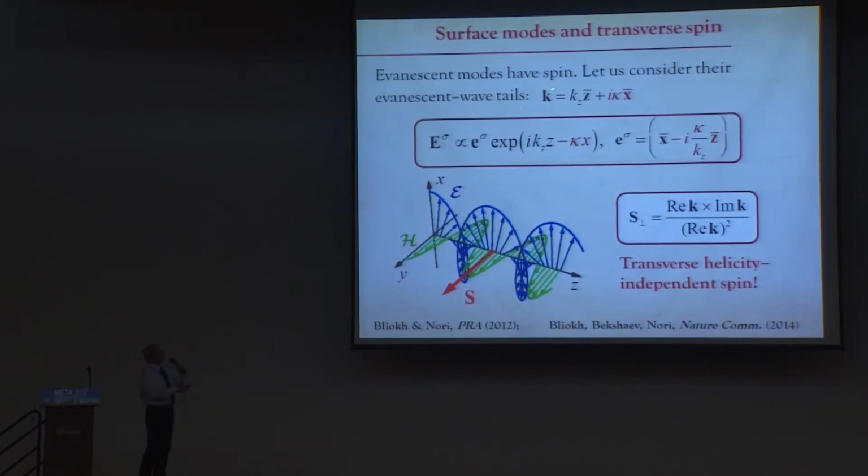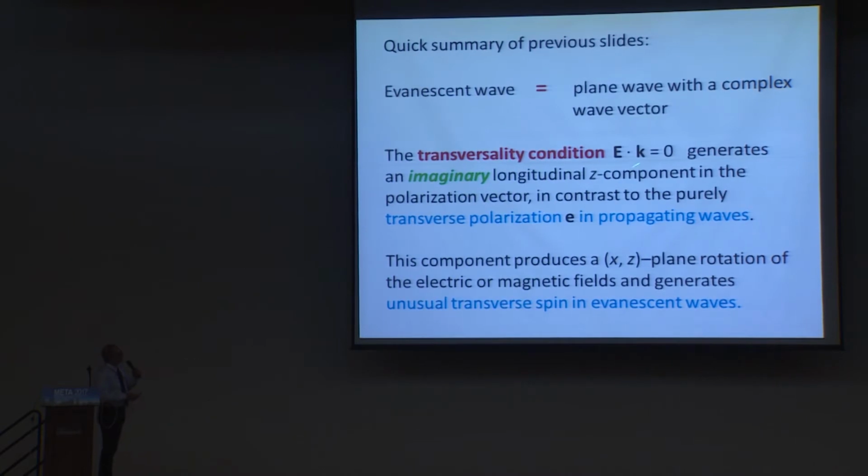So therefore, the evanescent modes do have spin because this K has this decay exponentially on X, corresponds to this imaginary one, and this gives rise to this transverse helicity-independent spin. And this is weird because the angular momentum is supposed to be longitudinal, not transverse, and helicity dependent. We have been working on this for several years. There are several papers discussing this. So the S, which is supposed to be longitudinal, appears to be transverse in this case. And this comes from this transversality condition.